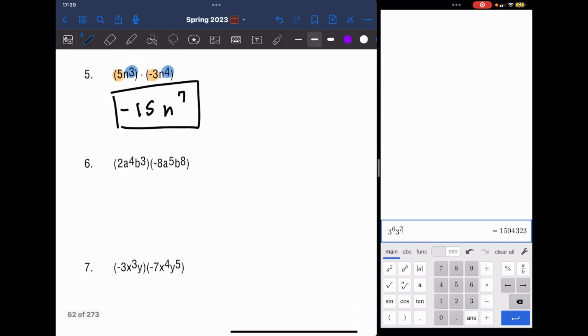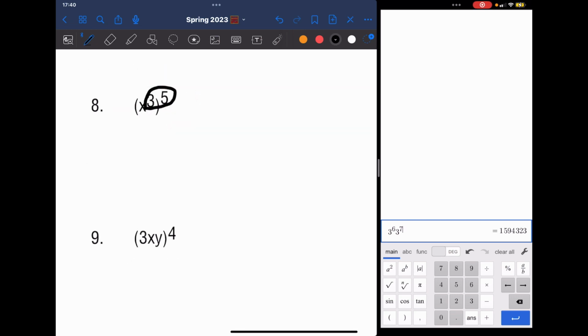Number 6, again, we can only talk about the bases that look the same. So I kind of want to use some different colors here. So multiplying what's in purple, adding the exponents of the A, and then adding the exponents of the B. So for number 6, -8 times 2 is -16, A raised to the 9th, and then B raised to the 11th.